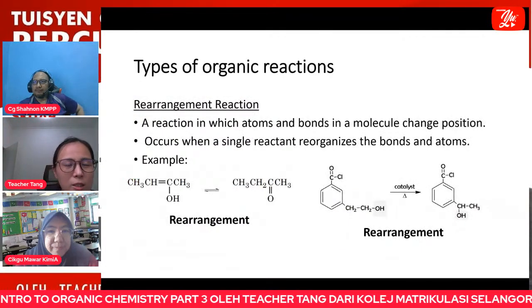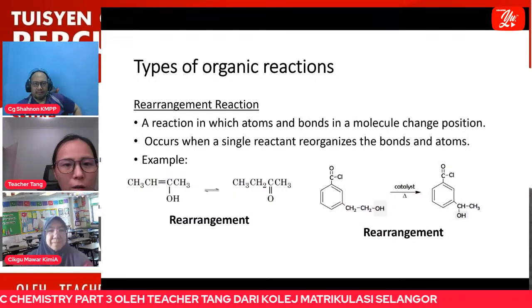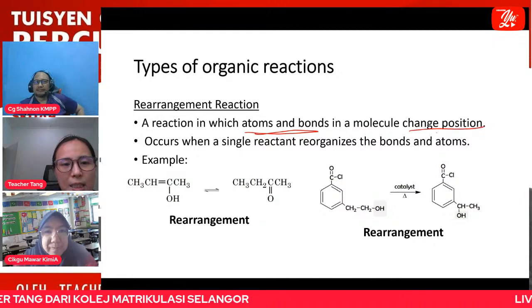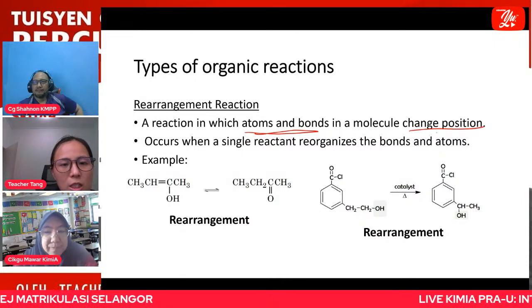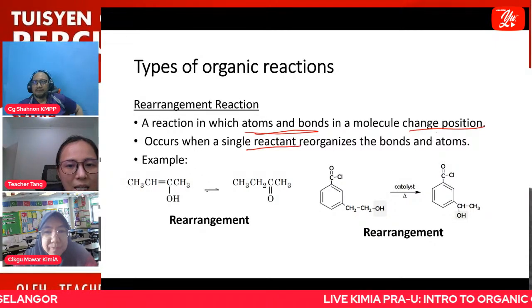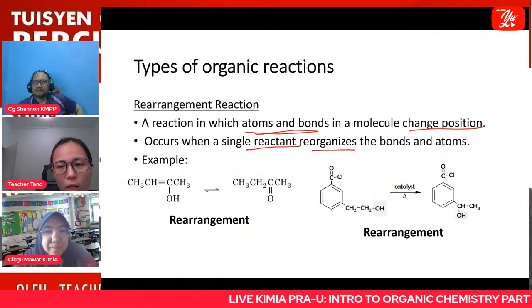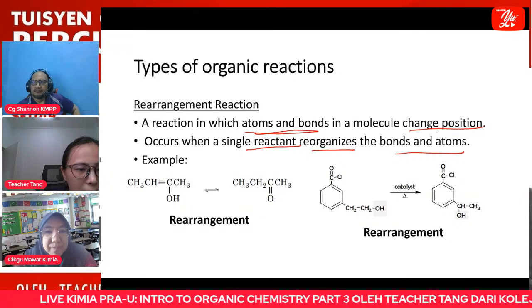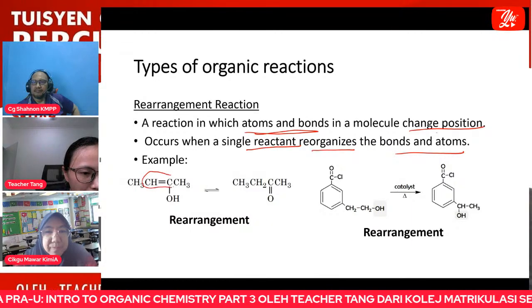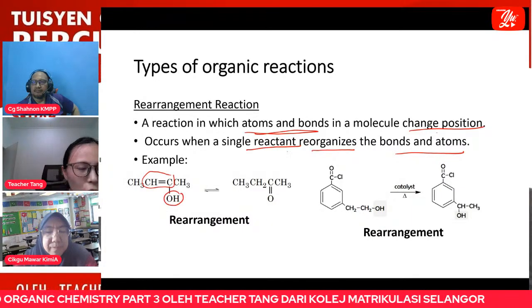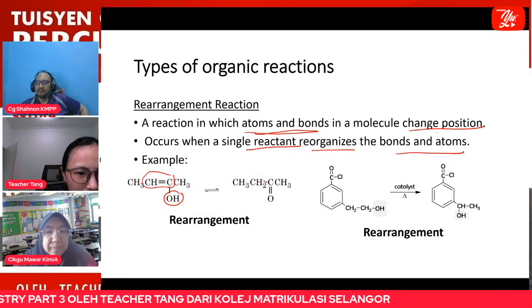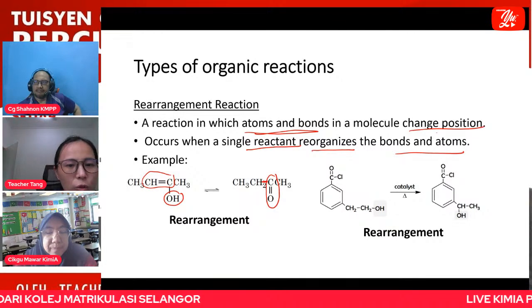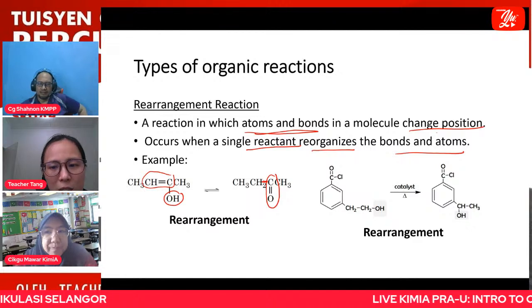The last one is rearrangement. For rearrangement, the atoms and bonds change position. Basically, the reagent reorganizes the bonds and the atoms. For example, here we have a carbon-carbon double bond and the OH. On rearrangement, here becomes a single bond, and the double bond moves between carbon and oxygen. So this is a rearrangement type of reaction.